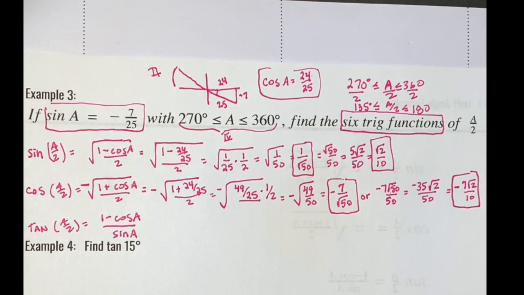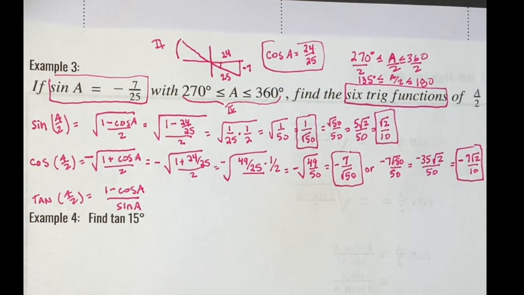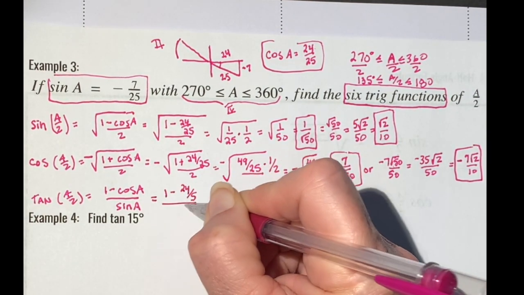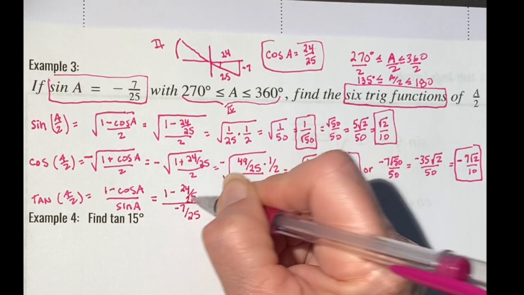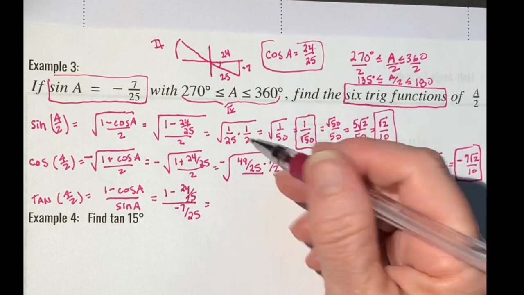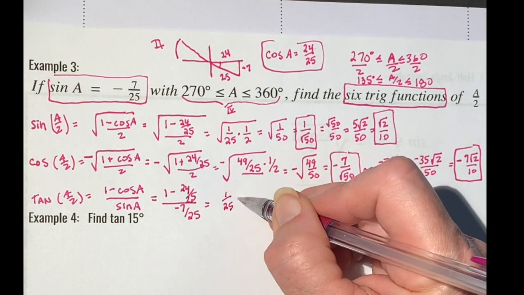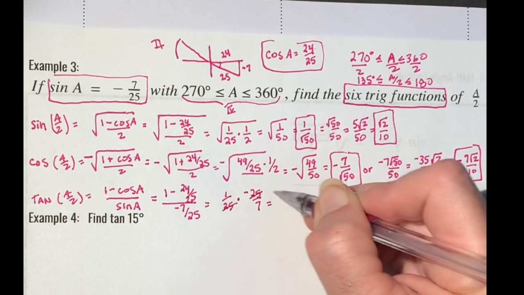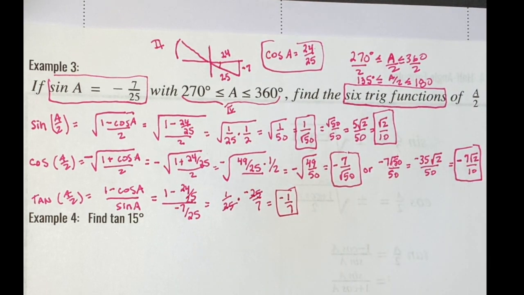Okay, and the last one, the tangent of the half angle: 1 minus 24/25ths divided by negative 7/25ths. This is 25/25ths minus 24/25ths, which is 1/25th. Instead of dividing by negative 7 over 25, I'm going to multiply by negative 25 over 7 and divide those out, and I end up with negative 1 over 7. Okay, and there is your tangent.